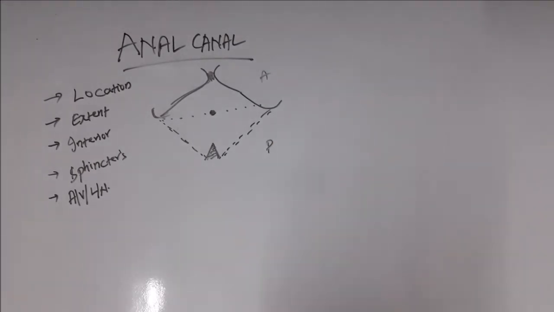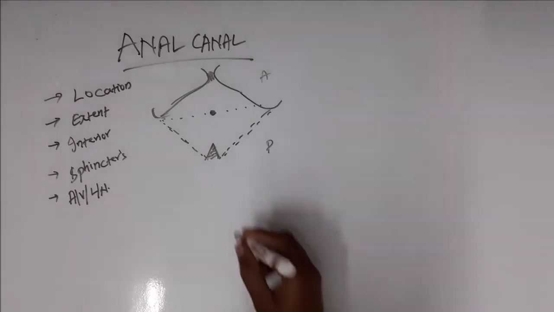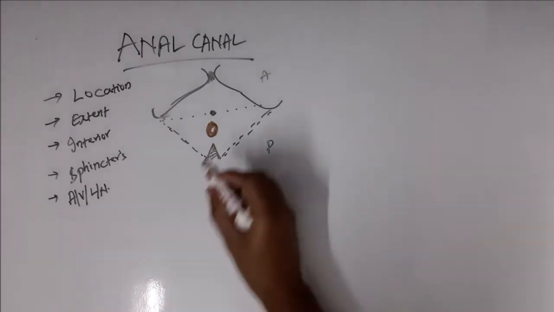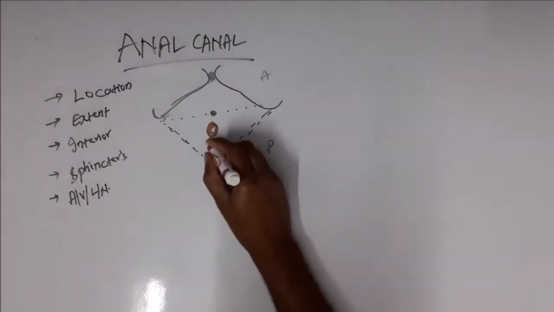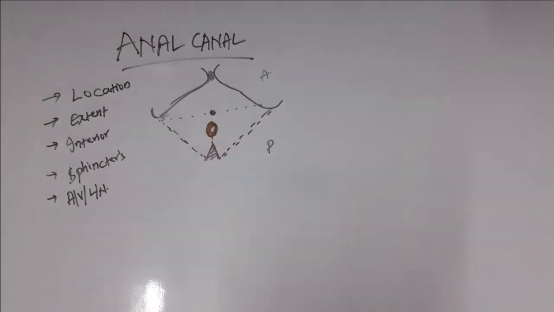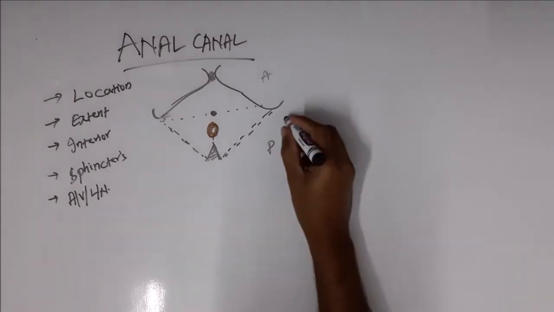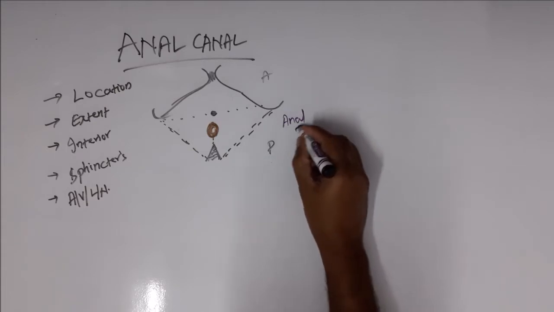So now in this anal triangle, in the center is the anal canal. Anteriorly it has the perineal body, posteriorly the coccyx, and attaching this coccyx with the anal canal there is a raphe called the anococcygeal raphe, and on either side it has the ischiorectal fossa. So regarding the location, it's present in the perineum, and specifically we can say it's present in the anal triangle.